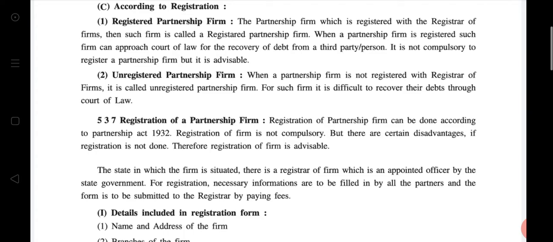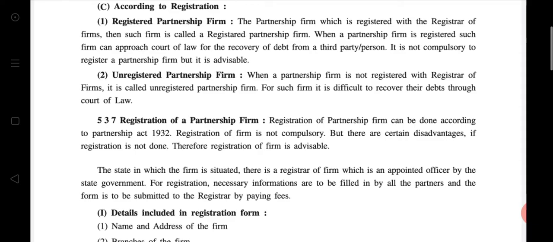Registration for a partnership firm is advisable or compulsory? So it is advisable, not compulsory. Then, unregistered partnership firm. When a partnership firm is not registered with the registrar of firms, it is called an unregistered partnership firm. For such a firm, it is difficult to recover their debts through a court of law, because without the registration, they cannot approach the court of law for the recovery of debt from a third person or party.